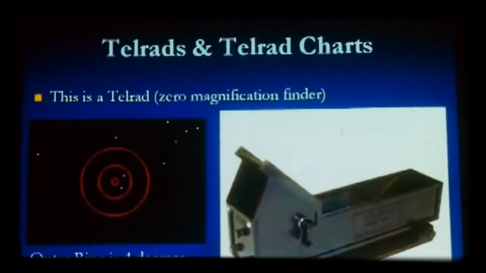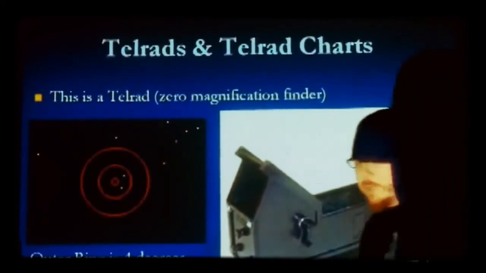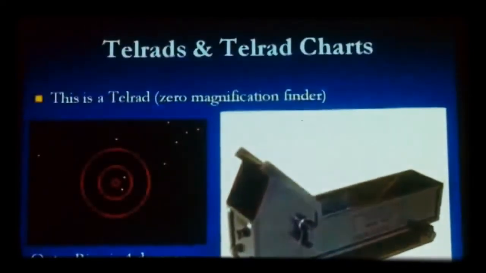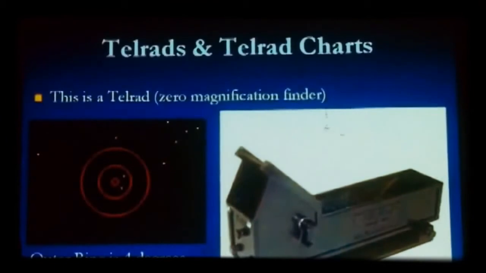One of the biggest complaints that I hear from people that are starting out in amateur astronomy is that they can't find anything through their telescope, even with their finder. Well, it's because they're not aligned. The same, of course, is true with the Telrad, but Telrads are very different from those kind of finders in that they have absolutely no magnification whatsoever.